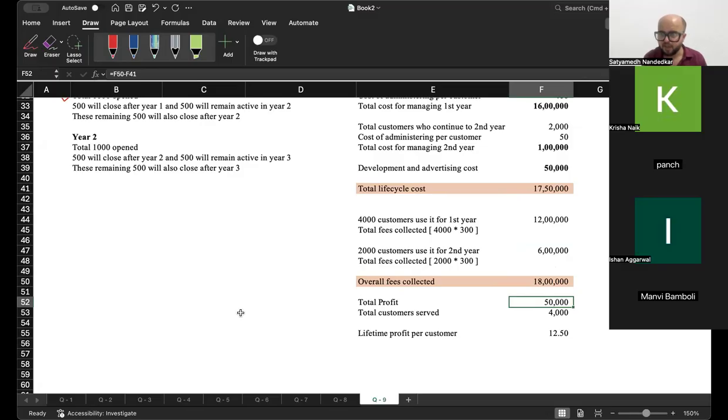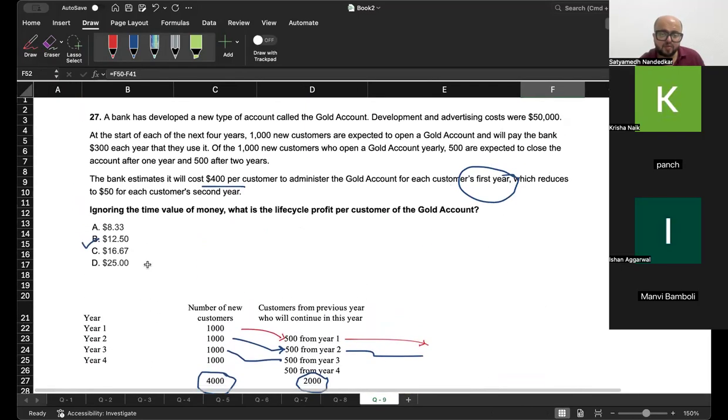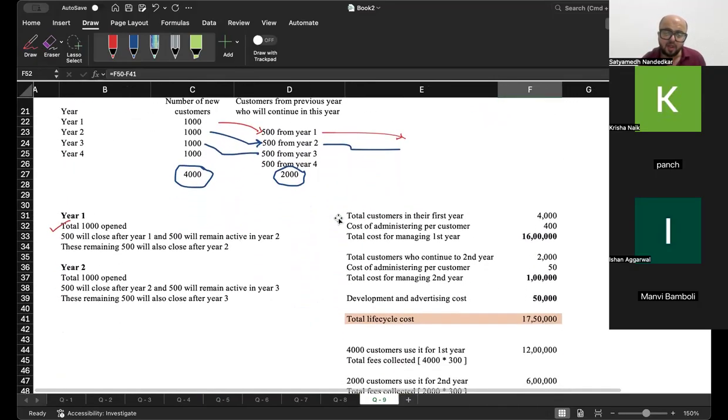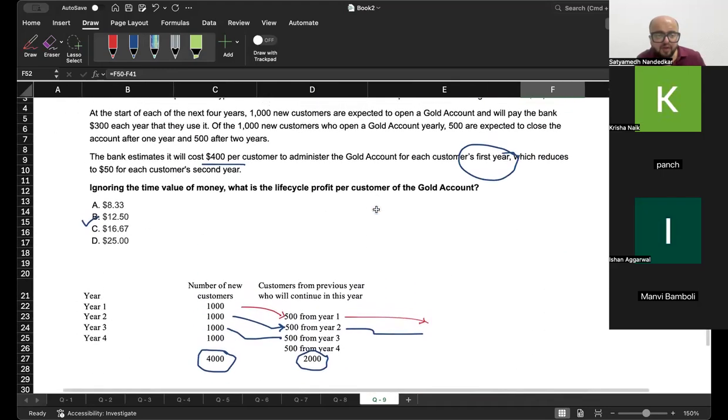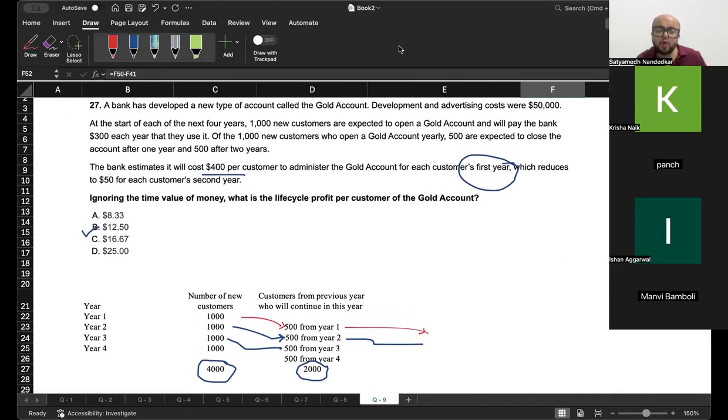Yes, sir, understood. Understood? Okay. And see, ultimately, what have they asked? They have asked what is the life cycle profit per customer. See, this 4,000, 2,000 calculation we were doing in order to do the cost estimation correctly. But at the end of the day, how many customers did we actually serve? We actually served 4,000 customers overall. So when you are calculating the lifetime profit, you will divide 50,000 by 4,000, not by 8,000. That is, not by 4,000 plus 2,000, you will divide by 4,000 only.